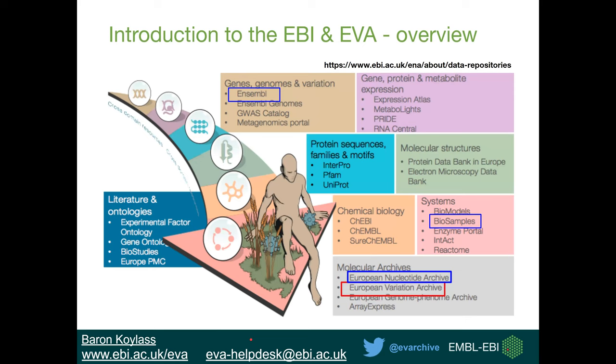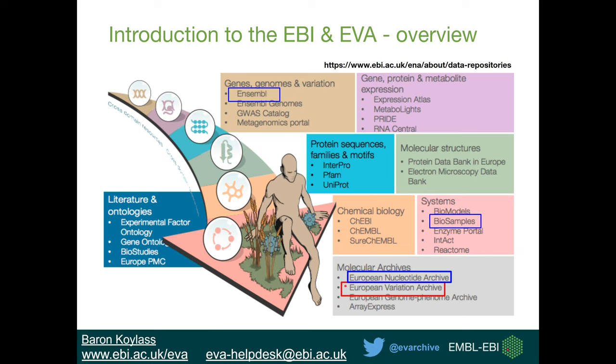This is a good diagram to show the different resources at the EBI. It's a bit of an overload at the moment, but you can see that there are many different resources at the EBI, and they're split into different clusters. I'd like to demonstrate how we interact with different resources at the EBI. So we're located at the bottom here in the molecular archives. We have the European Variation Archive, but we also have the European Nucleotide Archive and also the European Genome-Phenome Archive, which can get quite confusing when you get to the acronym level.